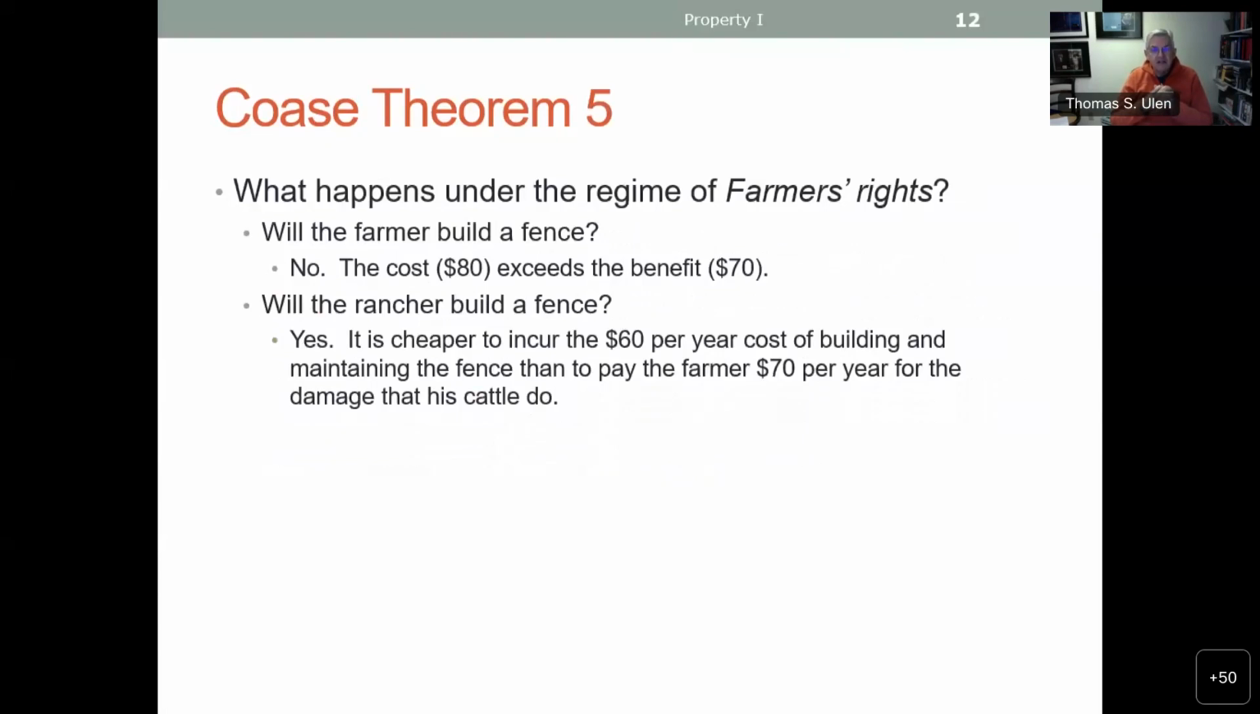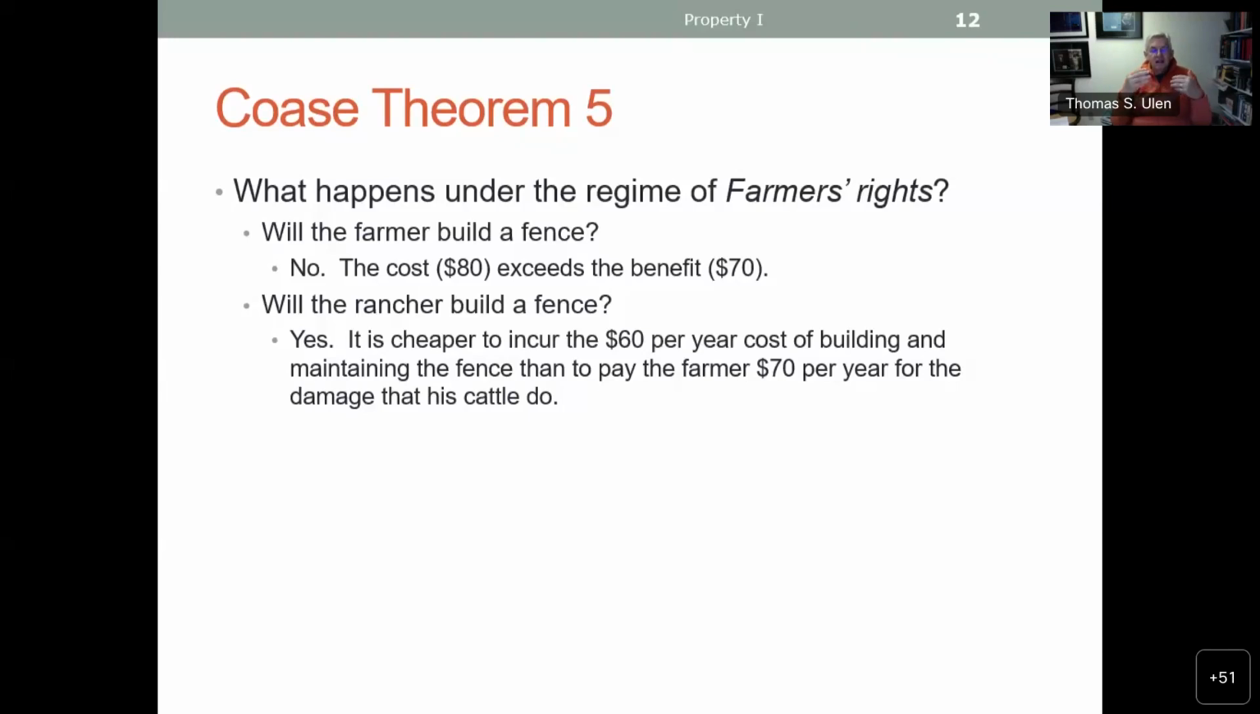We need to examine what happens under the regime of farmers' rights, where the farmer has a legal right to be free from damage by wandering cattle. Will the farmer build a fence? No. The cost, $80 per year, exceeds the benefit, $70 per year. Will the rancher build a fence? Yes. It's cheaper to incur the $60 per year of building and maintaining the fence than to pay the farmer $70 per year for the damage that his cattle do.